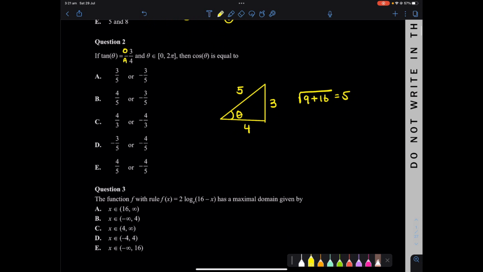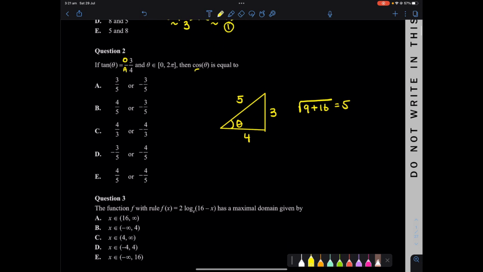Okay, now to find cos, we know that cos is adjacent over hypotenuse. So your adjacent is 4 and your hypotenuse is 5. So this is your cos theta.